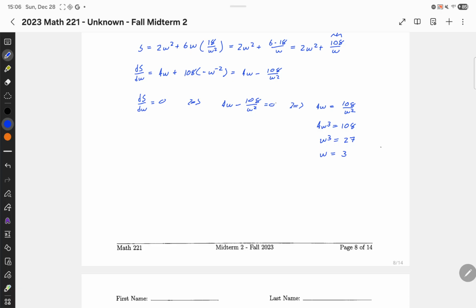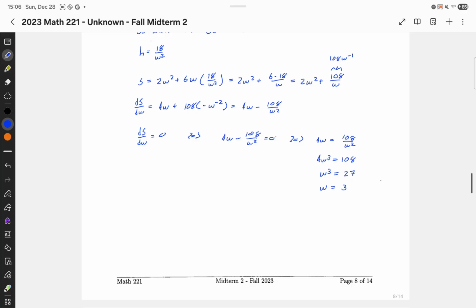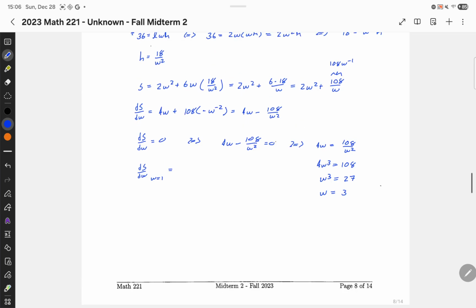And so we know that this is an extrema. The last thing we want to check really quick is that this is actually a minimum. So let's look at ds/dw at something less than w equals 3. Let's just say at w equals 1. This is going to be equal to 4 minus 108 over 1. We don't even need to calculate it. We can just say that this is definitely less than 0.